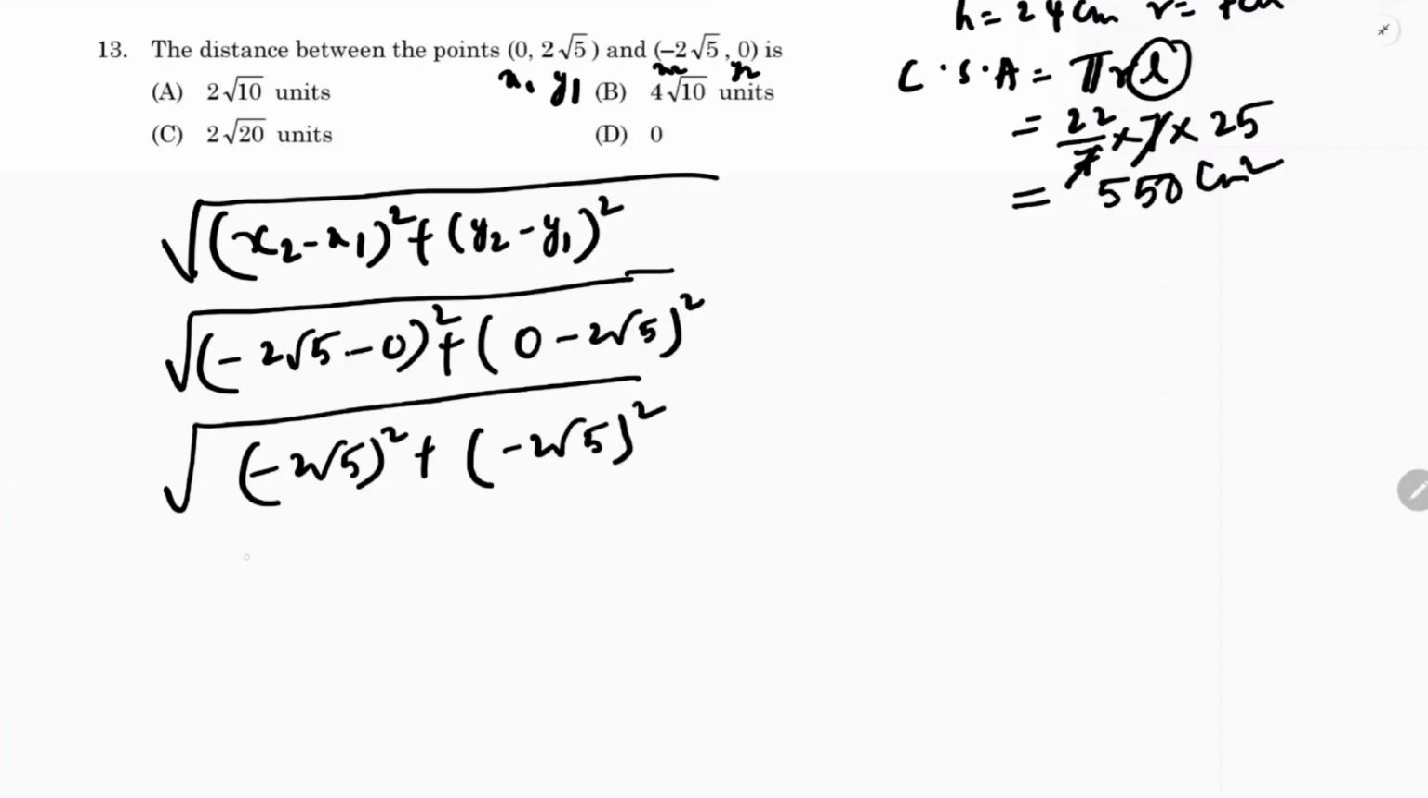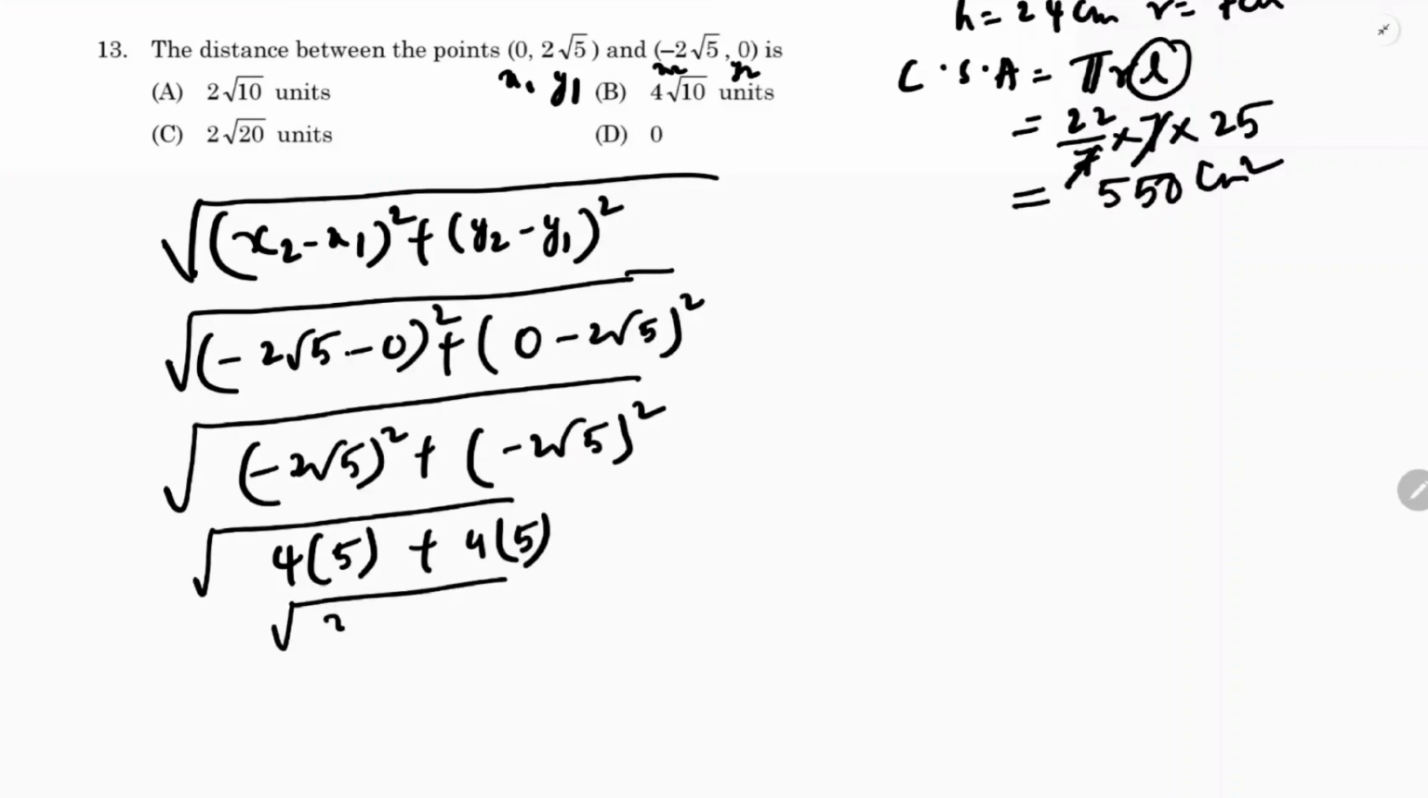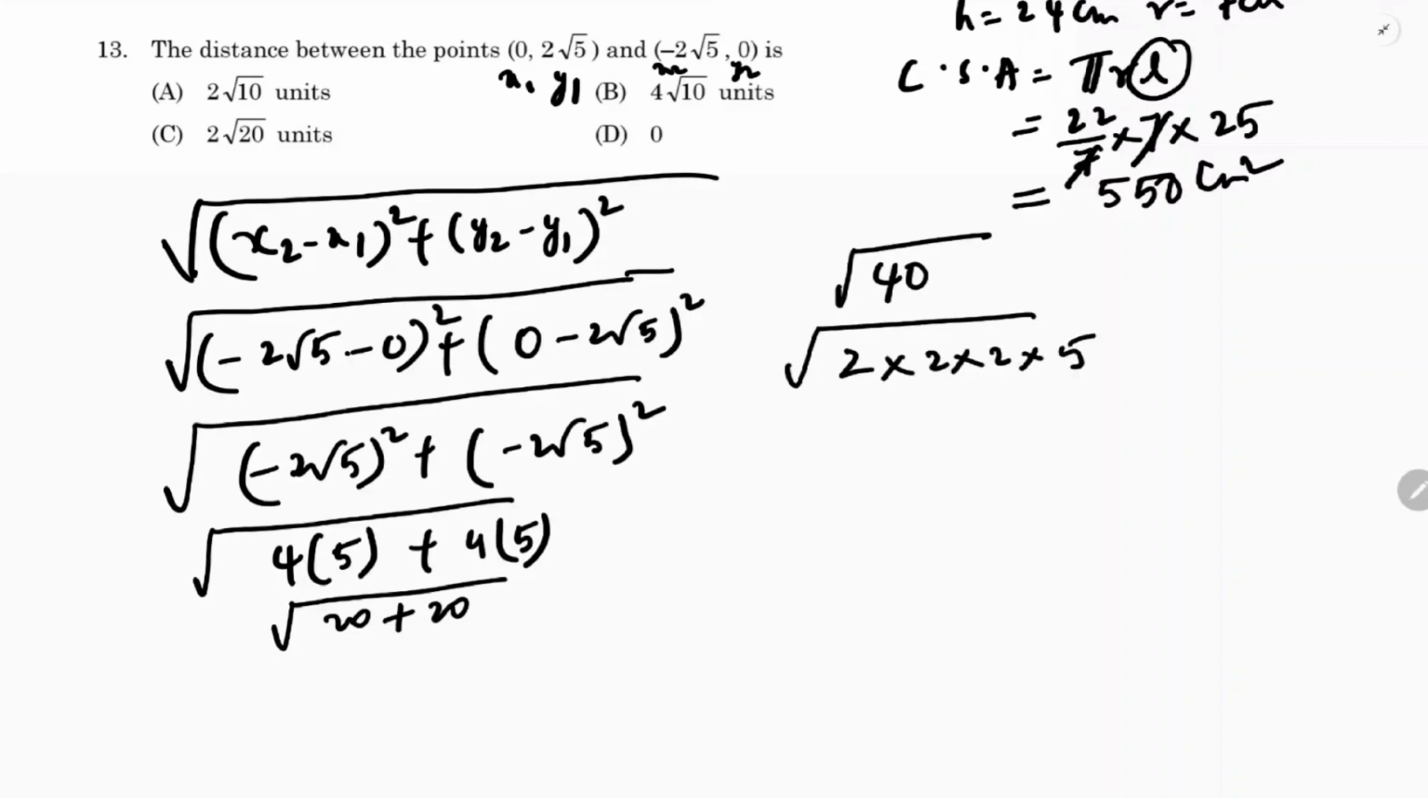So now you'll get 2 whole square is 4. 4 into root 5 whole square is 5. Minus 2 whole square is 4. Root 5 whole square is 5. So 4 5s are 20 plus 20. So root 40. If you write the prime factors, 2 into 5. Here we have only 2 times 2, so you just write 2 and inside 2 into 5 is 10. So 2 root 10. So the correct option is A.